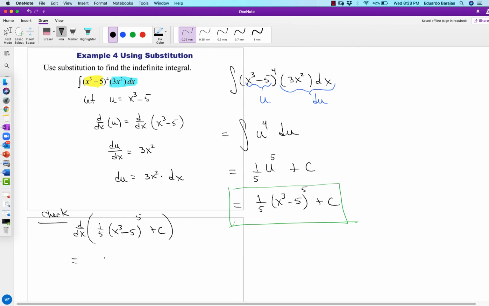The derivative of this is going to be equal to 1/5 times 5 (x to the 3rd minus 5) raised to the 4th power times the derivative of the inside part, which is 3x squared, and then this 5 and 1/5 cancel. So we get exactly what we expected, (x to the 3rd power minus 5) raised to the 4th power times 3x squared.